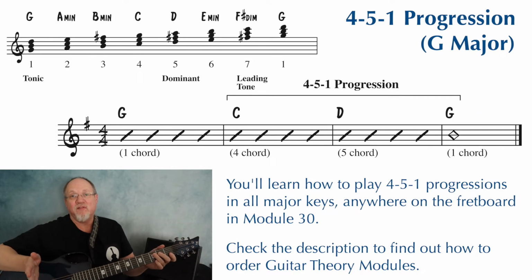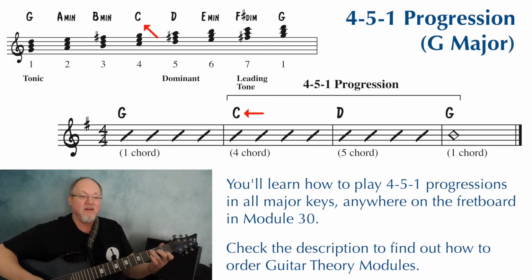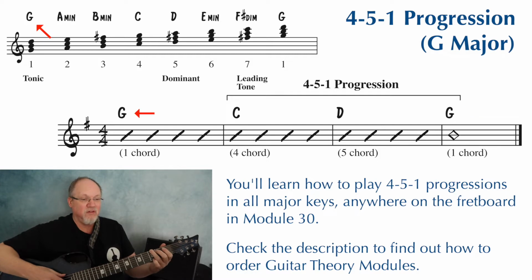To play a 4-5-1 in the key of G, you would play the 4 chord, the C, the 5 chord, the D, and the 1 chord, the G. So here's your G chord, 1, C is 4, D is 5, and G is 1. C, D, G, 4-5-1.